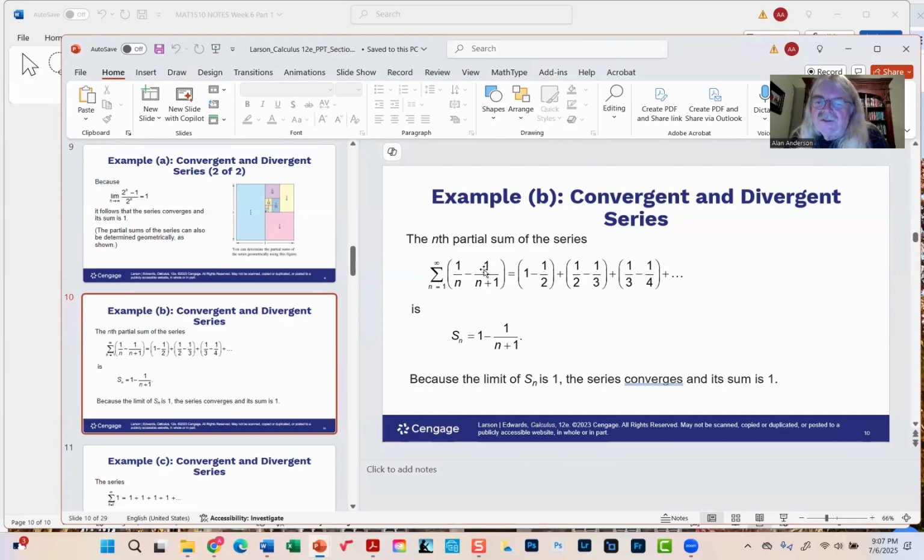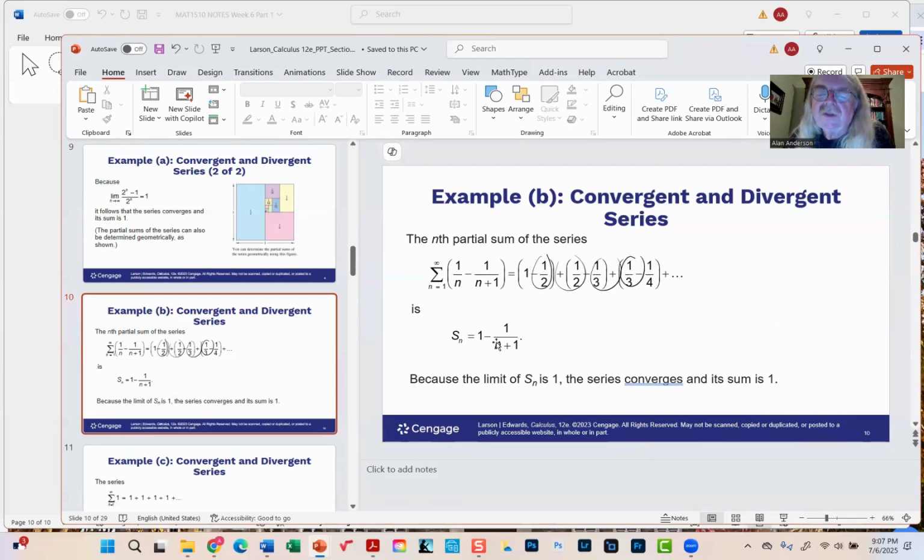Well, that one's kind of challenging. By the way, this is a special case. If you notice, every other term cancels, these terms cancel, these cancel, and you're ultimately just left with the first and the last terms. So this one ends up being Sn equals 1 minus 1 over n plus 1.